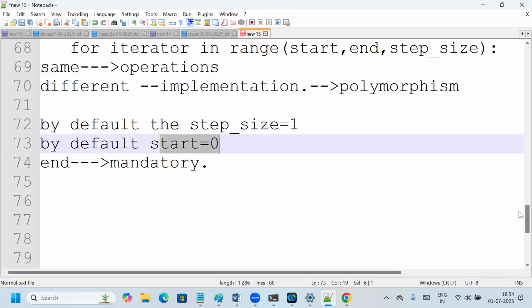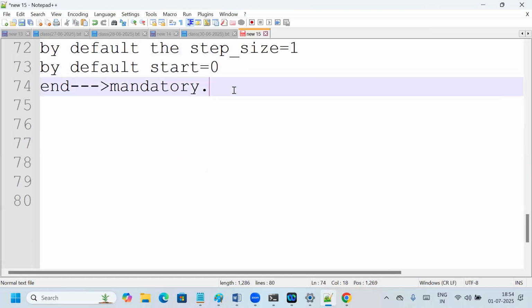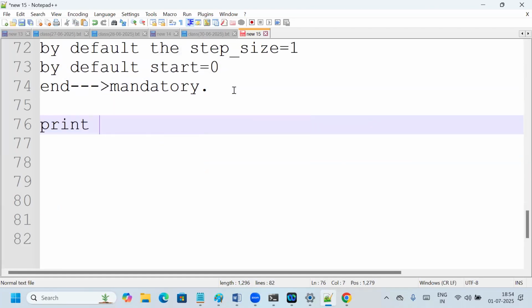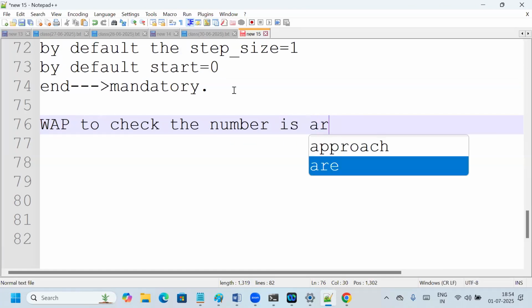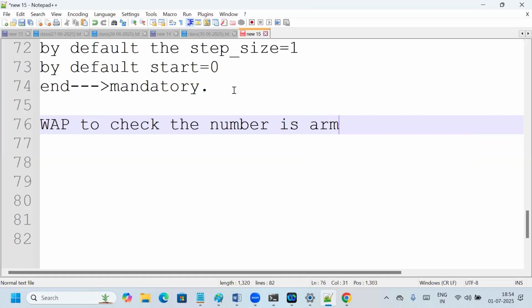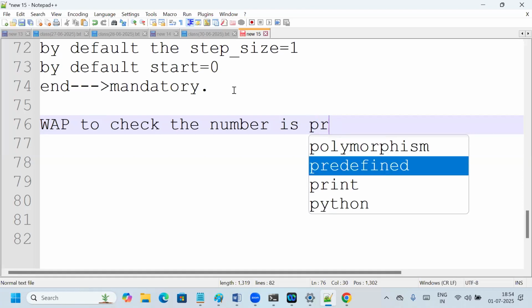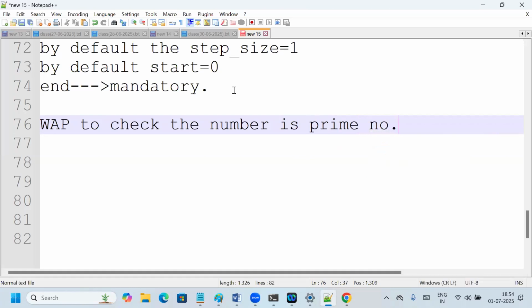Correct. Fine. Now, guys, one question for you. Let me take something simple first. Write a program to check whether a number is Armstrong. I hope everyone knows Armstrong numbers. Let me change it to prime. Did you do this question yesterday? Done this question, guys?